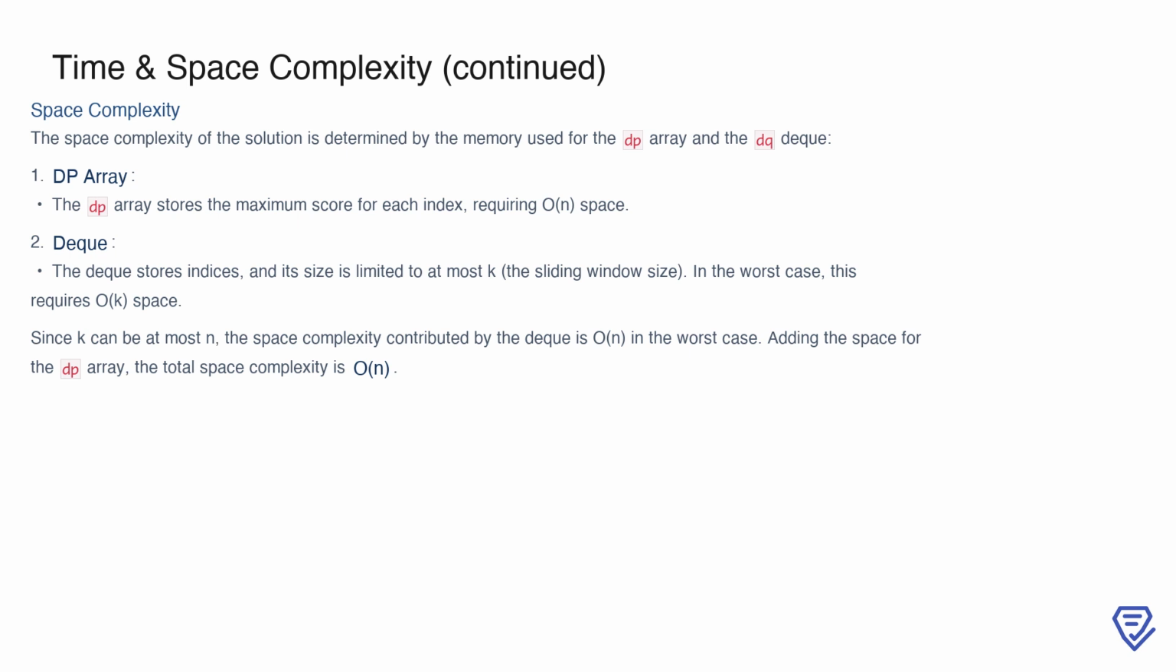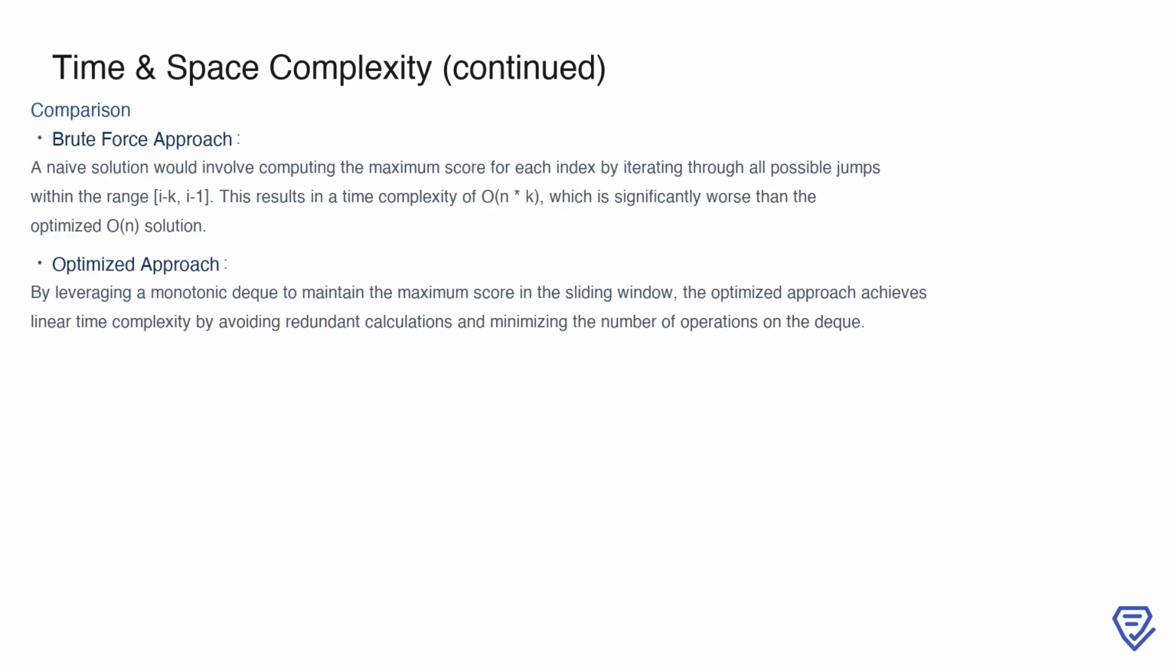To put this into perspective, let's compare the optimized approach with a brute force method. A naive solution would involve iterating through all possible jumps within the range [i+1, i+k] for each index. This requires nested loops, leading to a time complexity of O(n*k). In contrast, the optimized approach, which uses a monotonic deque, avoids redundant calculations and reduces the time complexity to O(n). The deque efficiently tracks the maximum score in the sliding window, ensuring that operations are performed only when necessary. This significant improvement makes the optimized approach far more suitable for larger inputs.